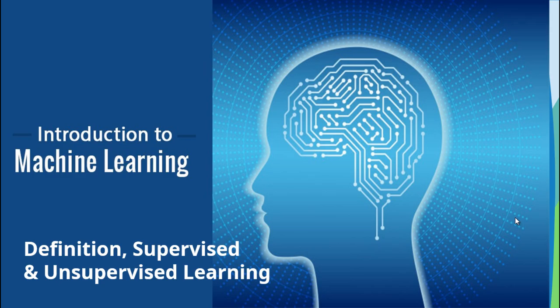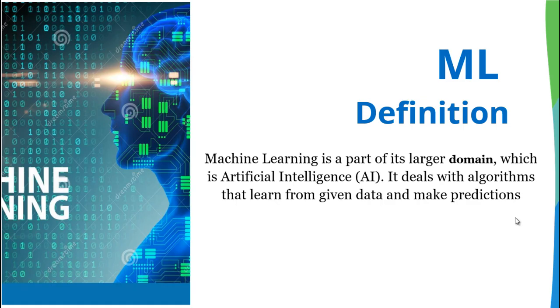All right, so you're welcome again to this. So by definition, what is machine learning? Machine learning is a part of a larger domain, which is AI, artificial intelligence. It deals with algorithms that learn from given data and make predictions.